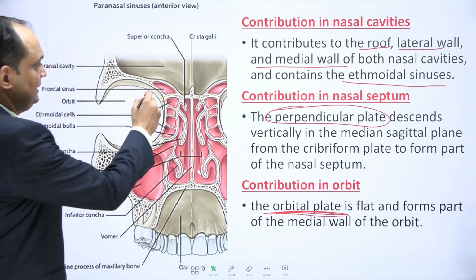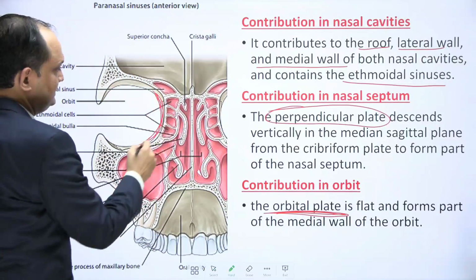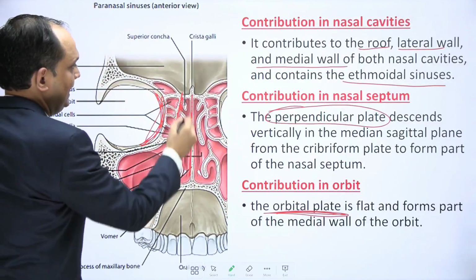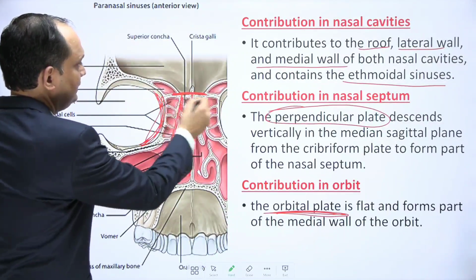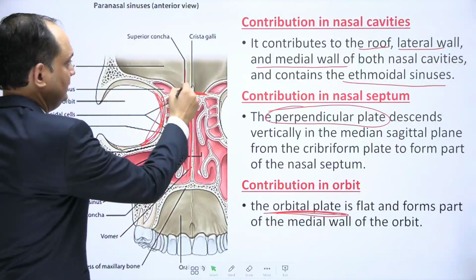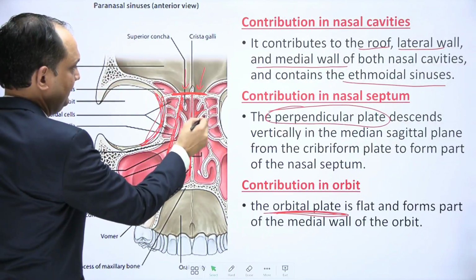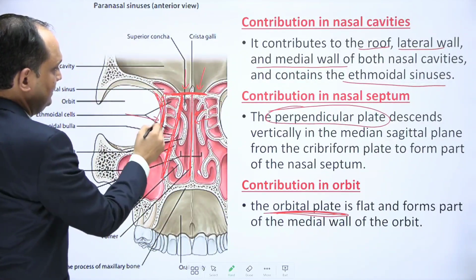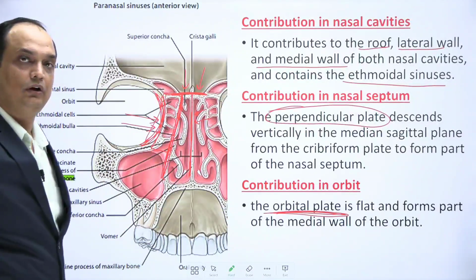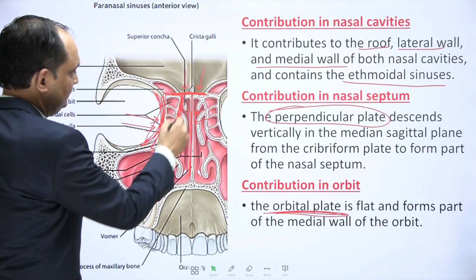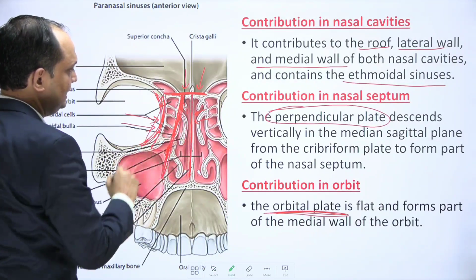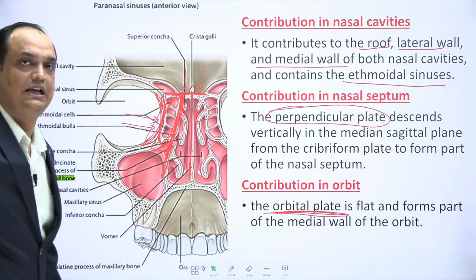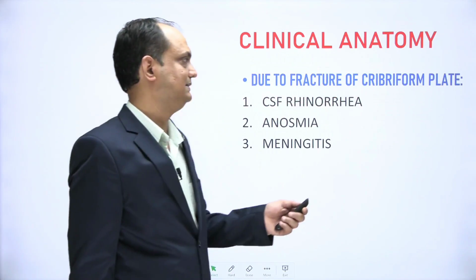So in this diagram you can see this is the orbit. This is your lateral wall of the nose, this is your nasal septum, and this is the floor of anterior cranial fossa. So this will become the cribriform plate, this is the perpendicular plate, this is the labyrinth. This labyrinth has the lateral wall which forms the medial wall of orbit. This is the medial wall of the labyrinth where you will have the two conchae, and between these two plates you have the collection of air cells or ethmoidal air sinuses.